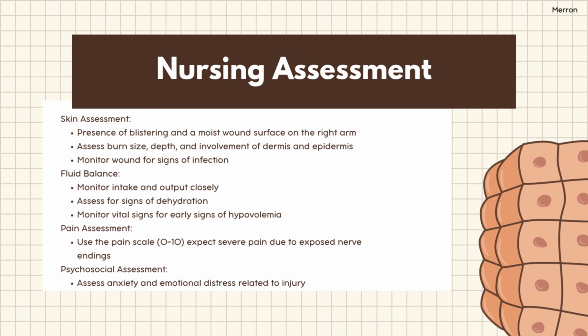We ask the patient what their pain is on a scale of 1 to 10, and expect severe pain due to the burn affecting nerve endings. And lastly, we do a psychological assessment. We're going to see what type of emotional distress they're in and how they're coping with it.